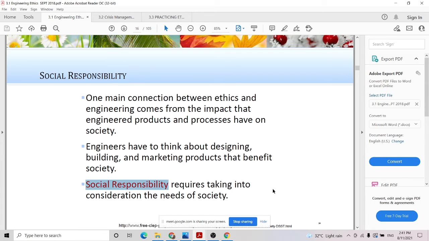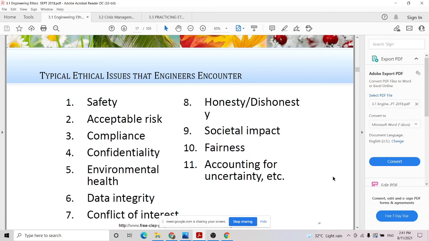Okay, so in the previous example, when we talked about the nuclear power plant, it can bring very good energy, electricity, to society, but the consequences are very harmful. So that is the social responsibility. So how do you manage that responsibility? This is the issues regarding the engineers.